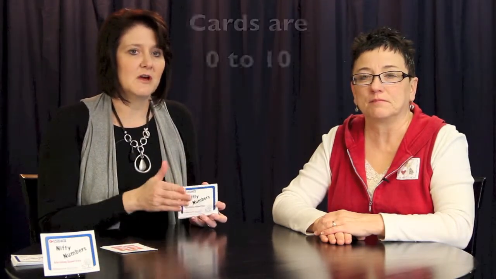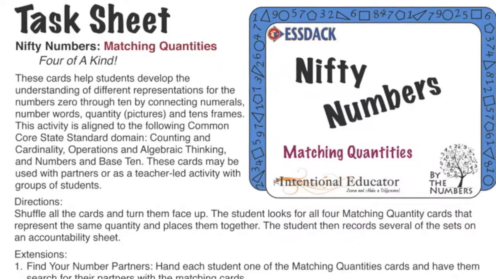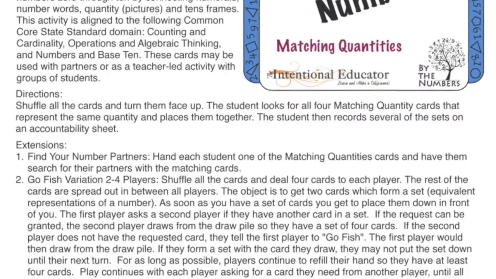And as Renee said, all of our cards are 0 to 10, and each of those numerals have 4 cards. The number, the word, a pictorial representation, which we have made into shapes, which are shapes that kindergartners are expected to be able to name, and the base 10, or the tens frame representation. On the task card, you will find these extensions as well as a few others. And obviously, you guys are creative and you can come up with ones of your own, I'm sure.